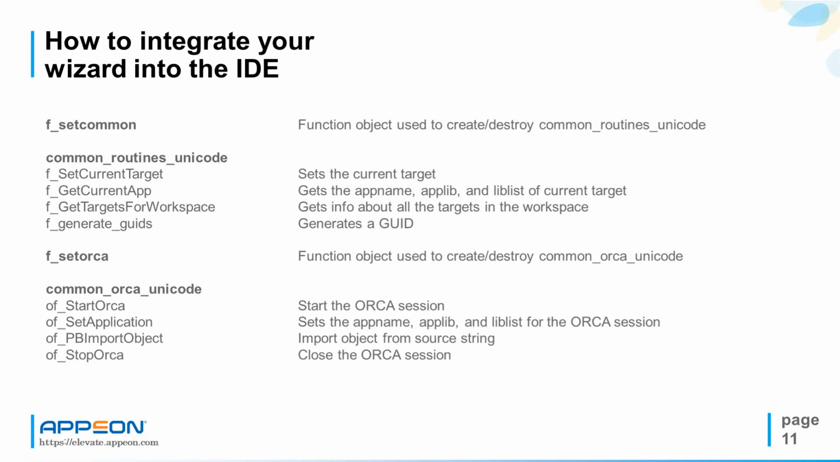fsetOrca is a function object, and that is used to create and destroy common Orca Unicode. And in that object, some of the functions are ofStartOrca, which will start your Orca session. ofsetApplication will set the app name, app library, and library list for the Orca session, so that would be used in conjunction with fgetCurrentApp. ofPBImport object will take a source string and import that object into a PBL. And ofStopOrca will close the Orca session.